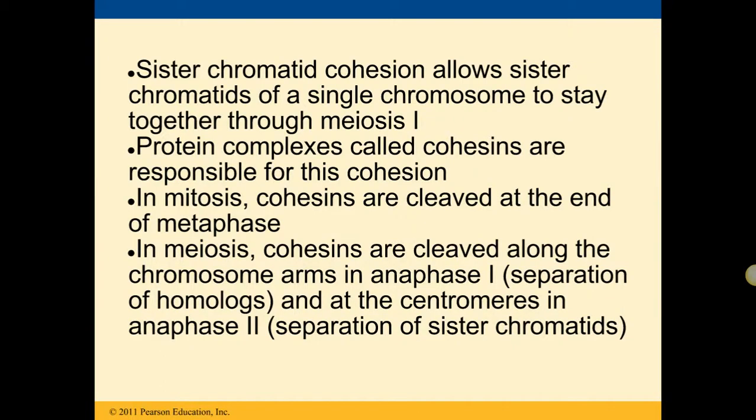And in meiosis, cohesins are cleaved along the chromosome arms in anaphase 1, and at the centromeres in anaphase 2. Basically, there are enzymes that come along and cleave off their arms.